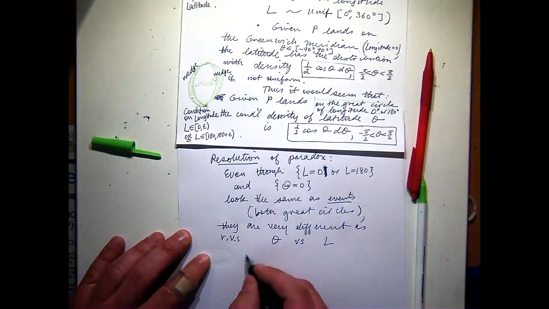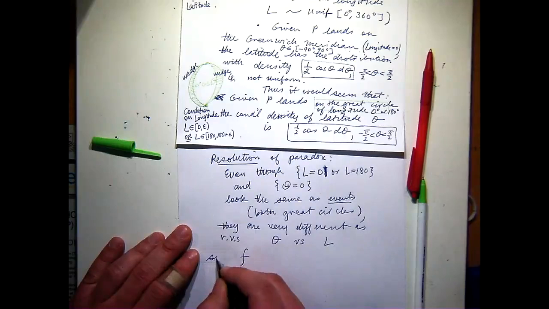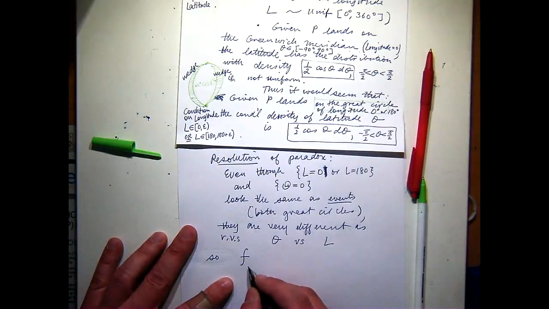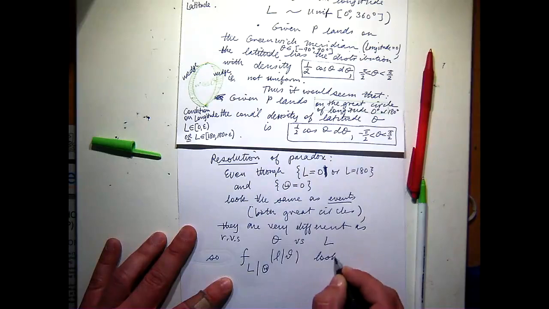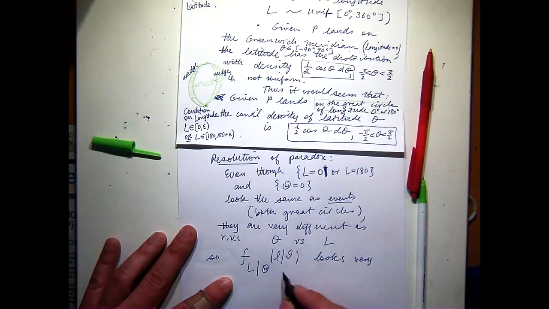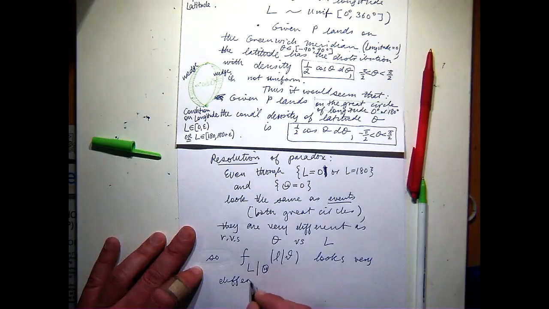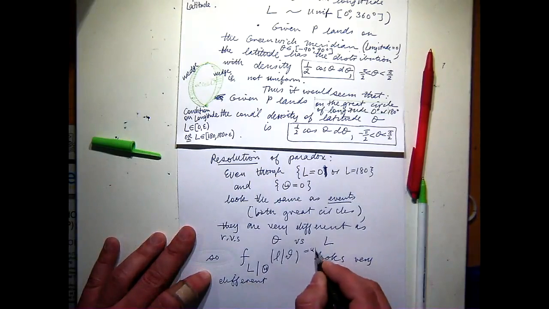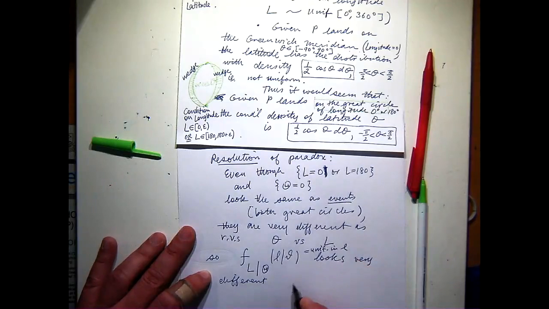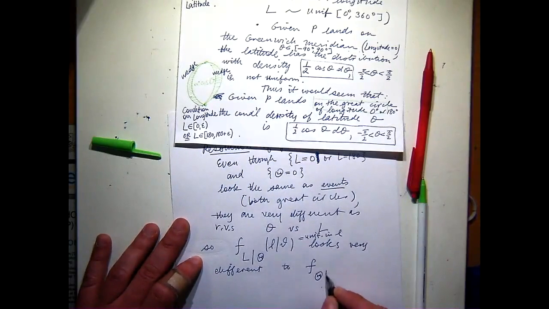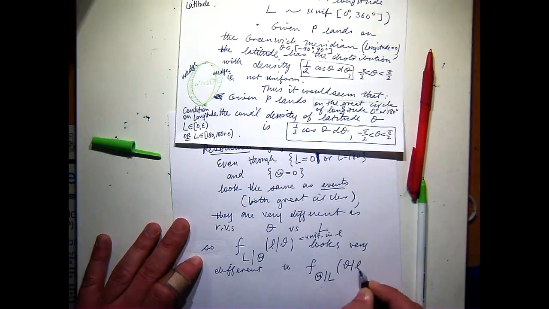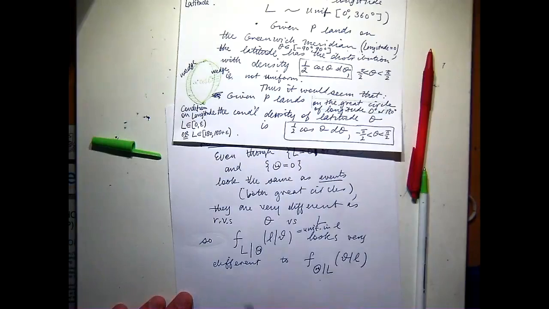And so the density, really you can think about the latitude and longitude, of L given theta looks very different. And I'll remind you that it is uniform in L. Very different to f theta given L of theta given L, which is not uniform at all.